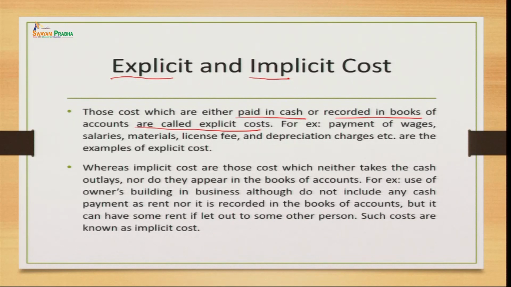So, here the examples are written, like wages we are paying to the labor, the salaries which we are paying, the cost of purchasing the material or the license fee if you have taken any license for doing your business. So, all these costs are examples of explicit cost, whereas implicit costs are those costs which you are not paying to somebody, neither are you mentioning them in the books of account.